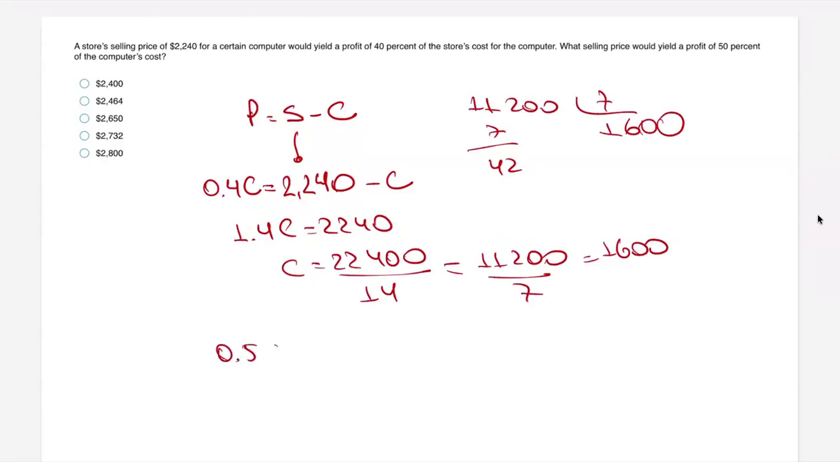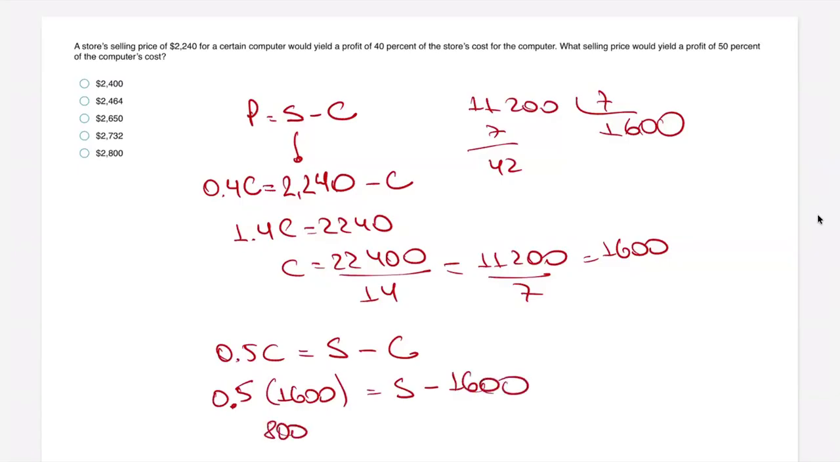Now, for a profit of 50% of the cost, what is the selling price? The cost we found is 1,600, and this doesn't change. What is the selling price to have 50%? 50% of 1,600 is 800, plus 1,600 is 2,400. Do you guys agree?